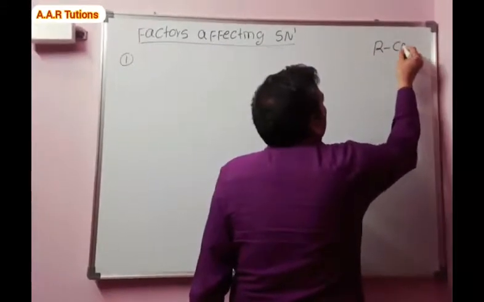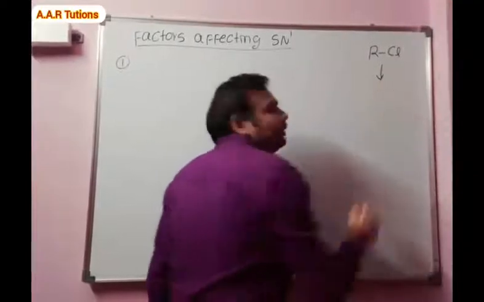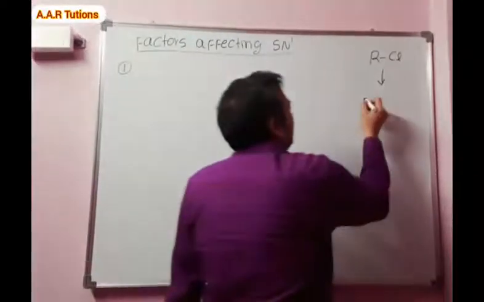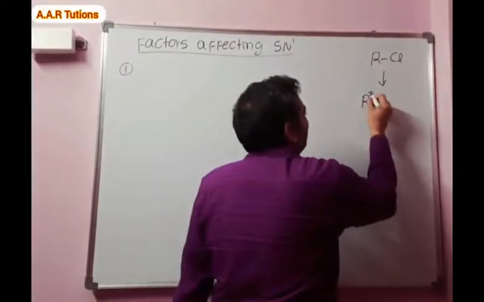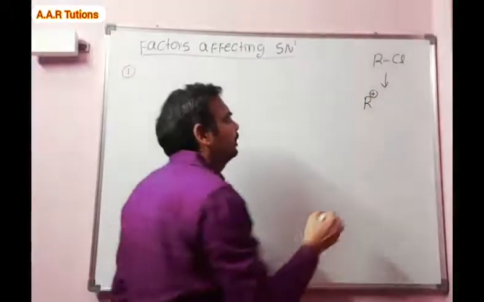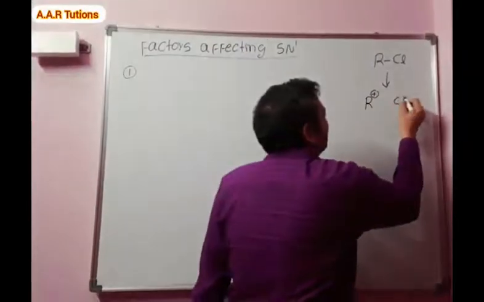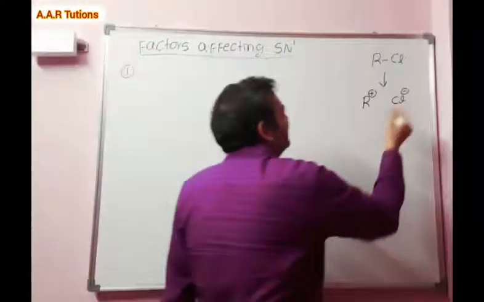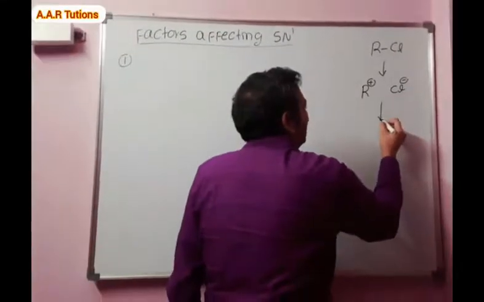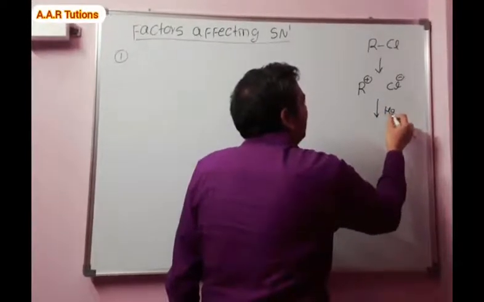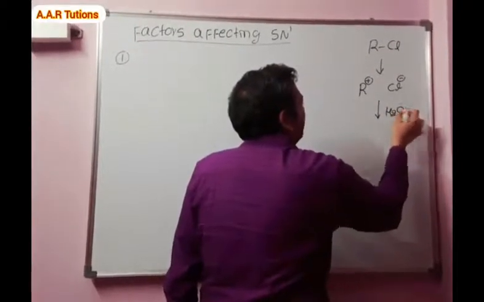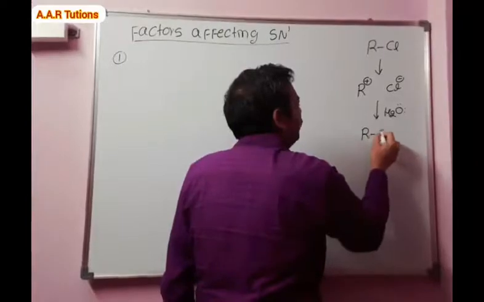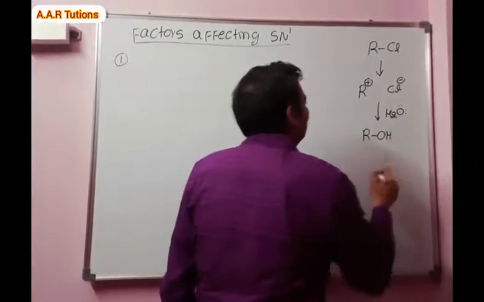First, the alkyl halide. It is a two-step mechanism. In the first step, polarization of the C-Cl bond will take place, carbocation is formed and Cl minus will be formed. In the second step, water will attack on that carbocation to give ROH.